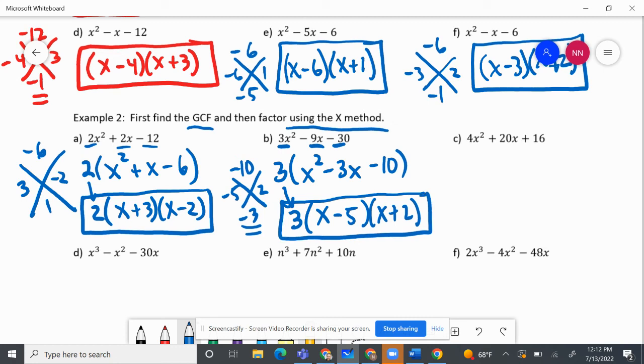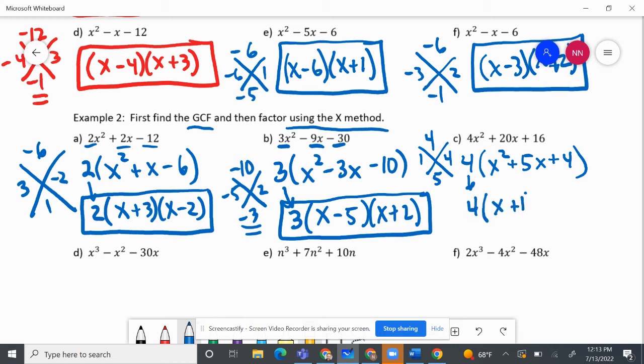For letter C, when we're looking at this, we see that all of them have a 4 in common. So we're going to factor out a 4, and we have x squared plus 5x plus 4. We're going to look for two numbers that multiply together to give us 4, but they add up to 5. And that would be 1 and 4. Once again, we keep the 4 in the front, and we have x plus 1 and x plus 4.